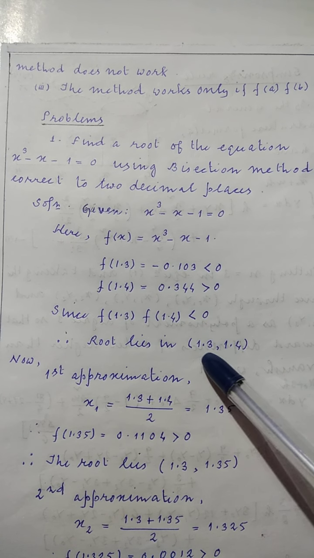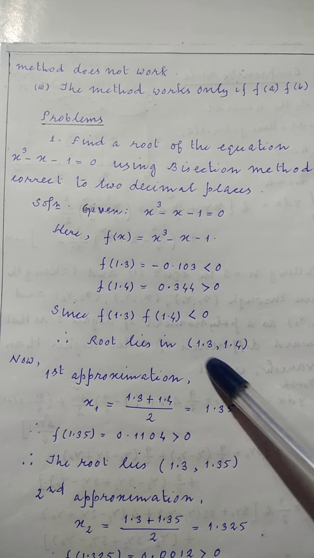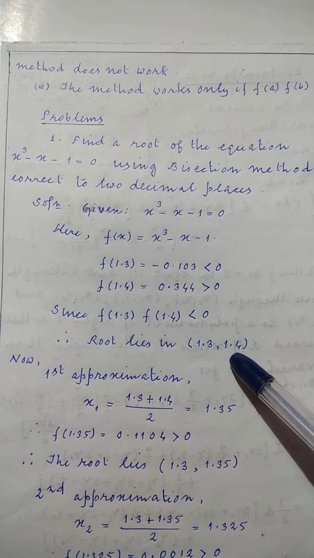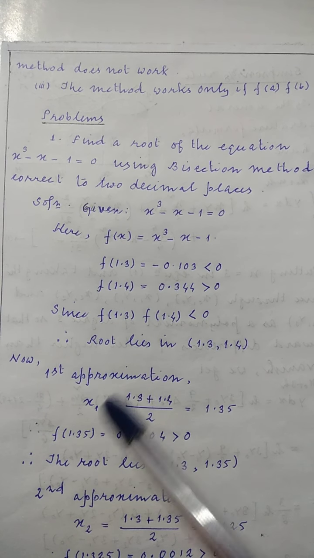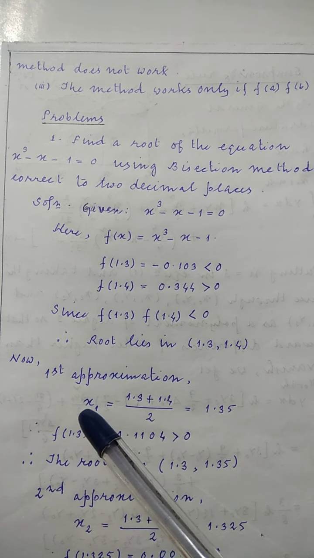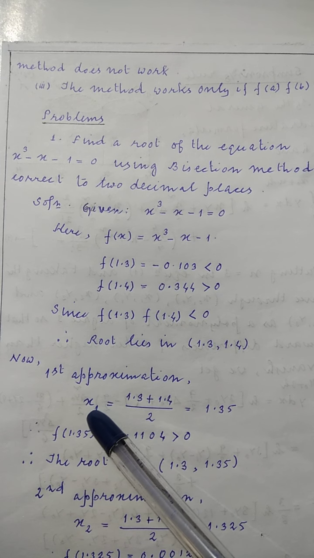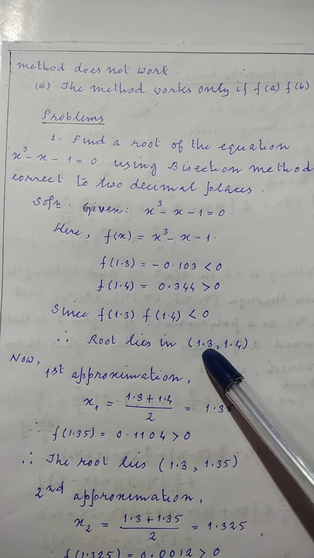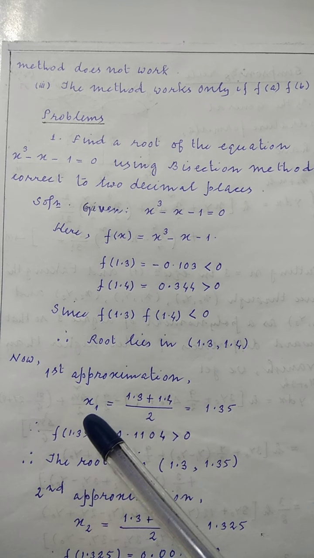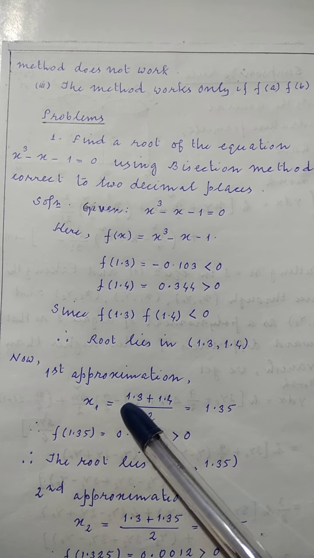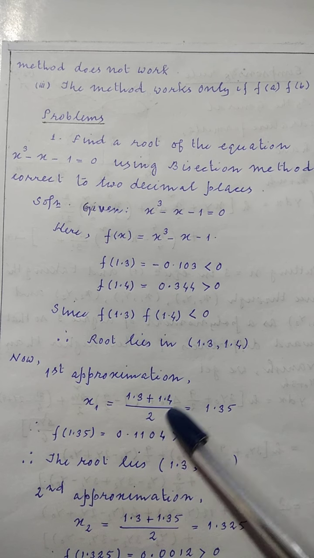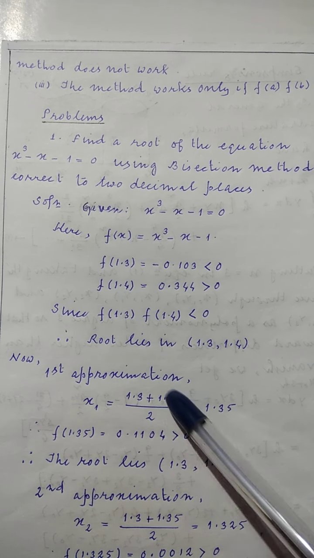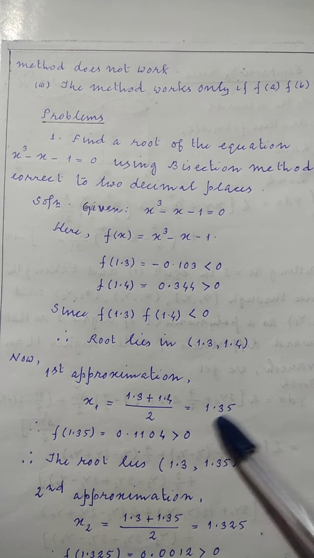Now we have to take the help of the method of bisection. We find the first approximation, denoted by x1. How do you find x1? It is (a plus b) divided by 2. Here a is 1.3 and b is 1.4. So the first approximation is 1.3 plus 1.4 divided by 2. You can take the help of a calculator to find this value. Here you will get 1.35.